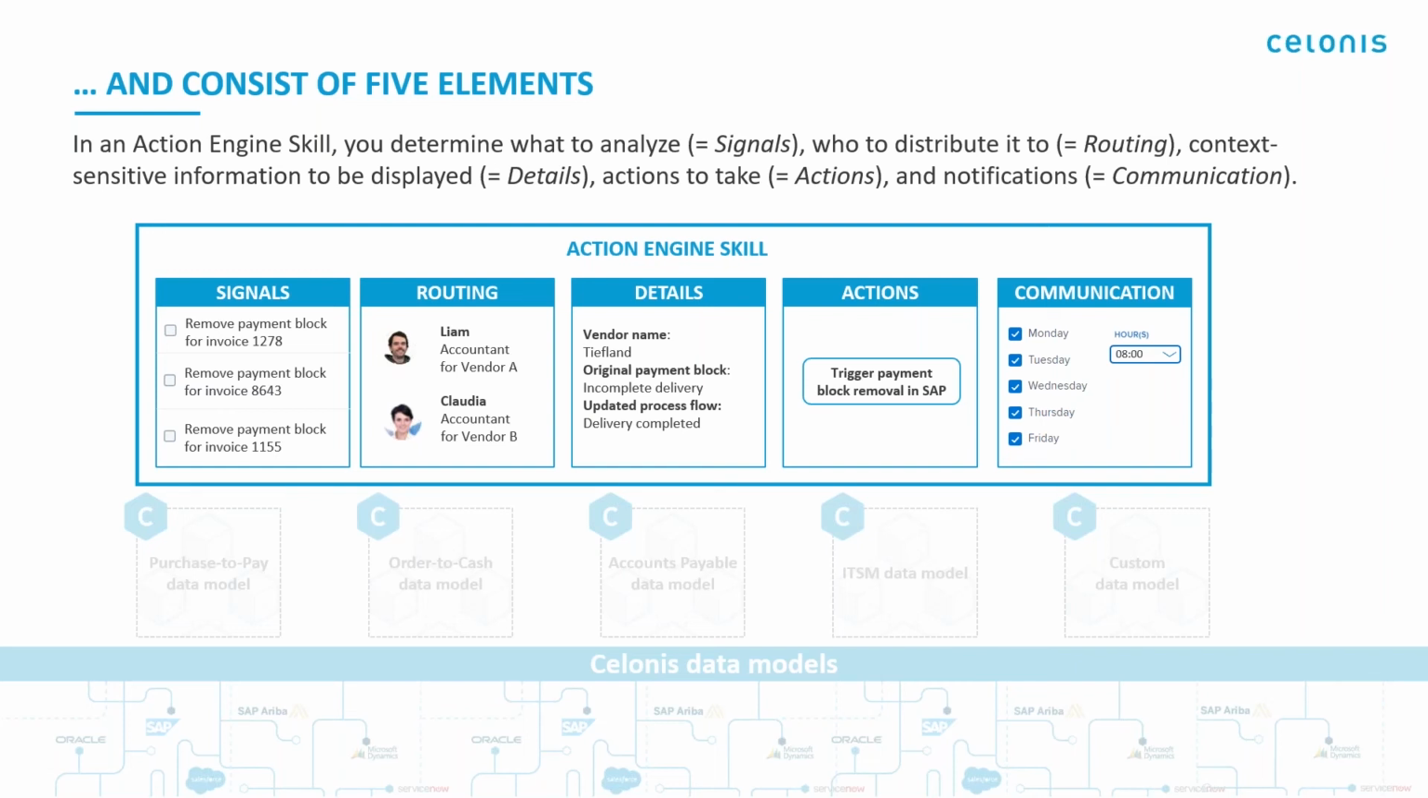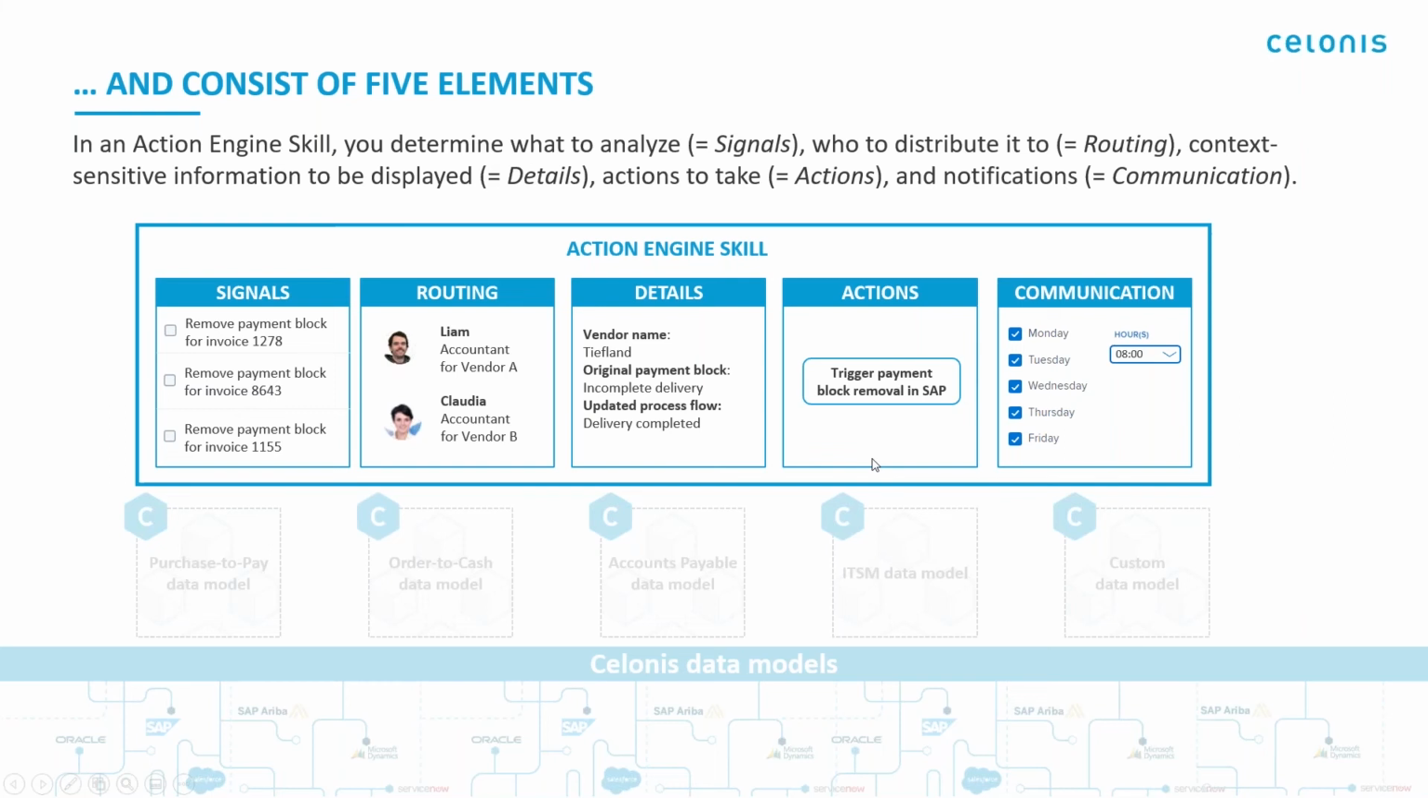So in short, all the context relevant information that should be attached to the signal such that the business user can act on it. Coming back to the payment term example, this could be the vendor name. This could be the indicator that the original payment block has been set due to an incomplete delivery. And this could also be the information that in the meantime, the delivery has been completed, which is basically the trigger for creating the signal and indicating that the payment block can be removed in the first place. These details then motivate the business users to take action.